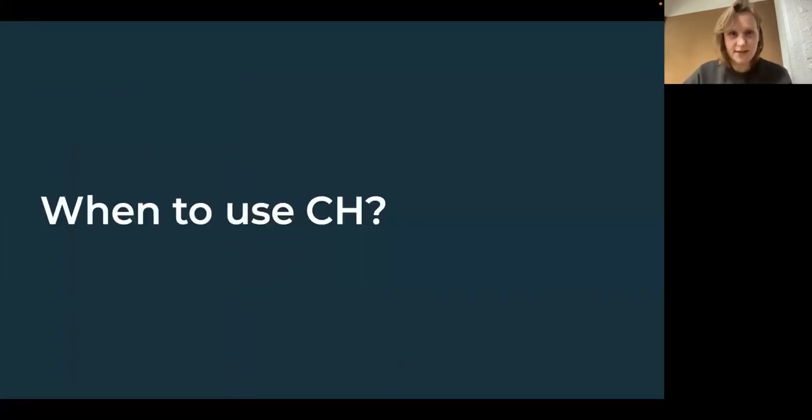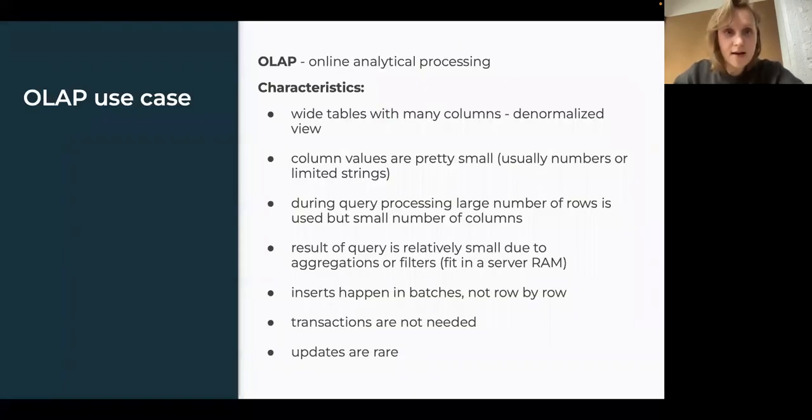But the most interesting question, I would say, is when to use ClickHouse. As I said, ClickHouse is an OLAP database, which means online analytical processing. The main characteristics of this use case is working with wide tables with many columns, a denormalized view, where the values in your columns are pretty small, so numbers or limited strings. We're not storing big text in the columns for ClickHouse because it won't work efficiently. In many cases, we were pre-processing data to parse needed information from, I don't know, JSON files and so on. During query processing, usually a large number of rows is used, but a small number of columns. The result of the query is relatively small and fits in one server's memory.